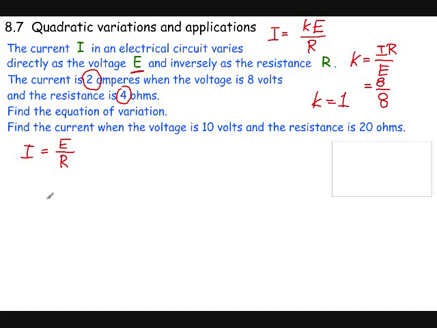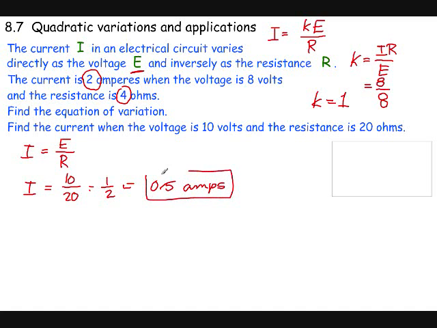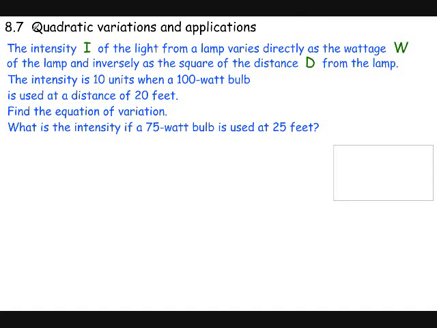What is the current when the voltage is 10, E is 10, and the resistance R is 20? I think we would write that as 0.5 amps. I hope you could read that, 0.5. We have one more word problem here.